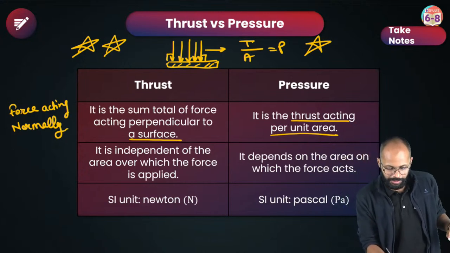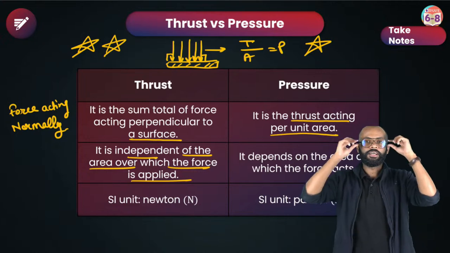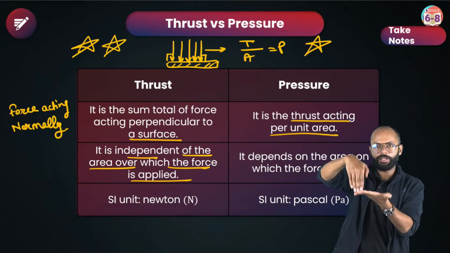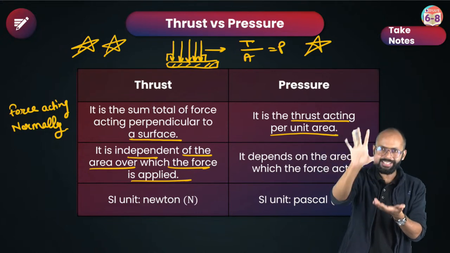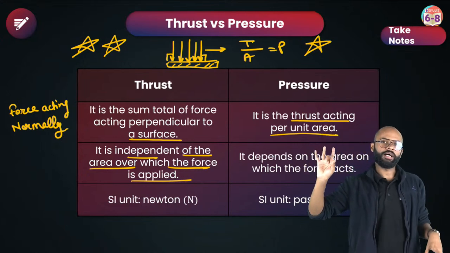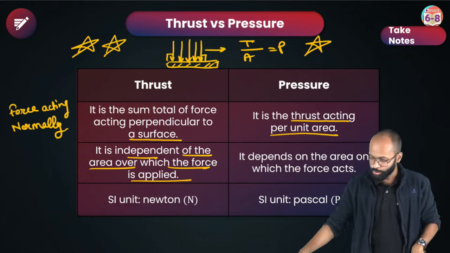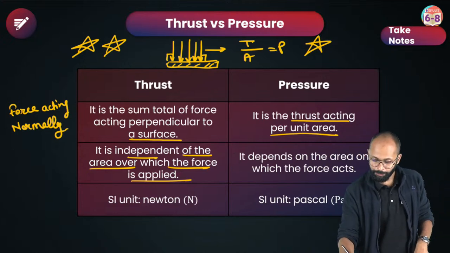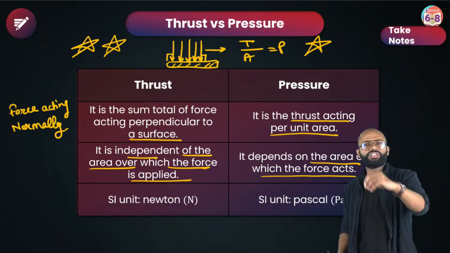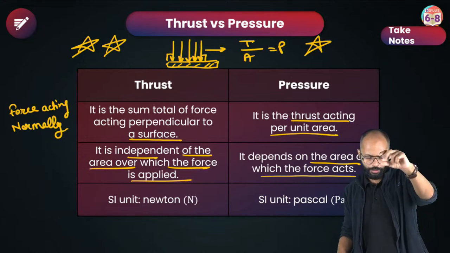Clear? Thrust is independent of the area over which the force is applied. Think about it. What is thrust? Sir, normal. The force acting perpendicular. Does this force have anything to do with the area? No. Thrust is independent of the area. But who depends on area? Pressure. Why? Because pressure is thrust upon area. So thrust does not depend on area, but pressure depends on the area on which the force acts. If area is less, pressure is more. If area is more, pressure is less. Clear? Yes. Ali, I'll tell you, don't worry.